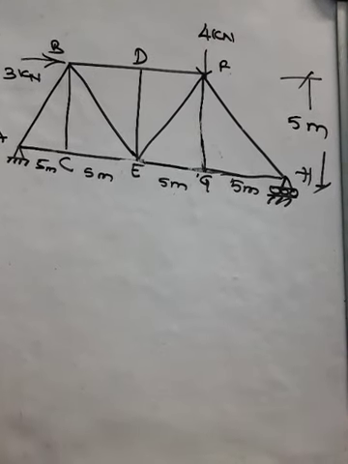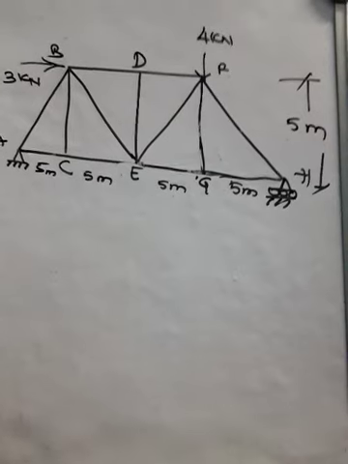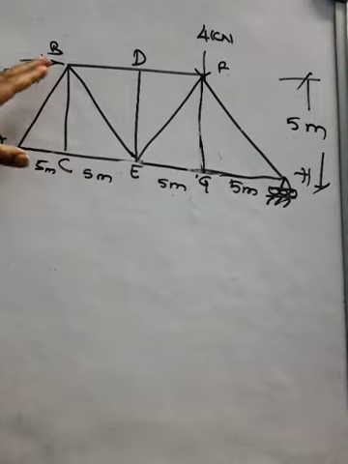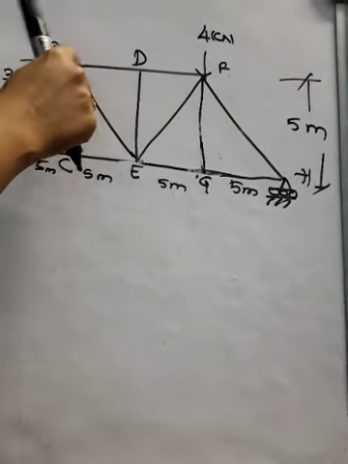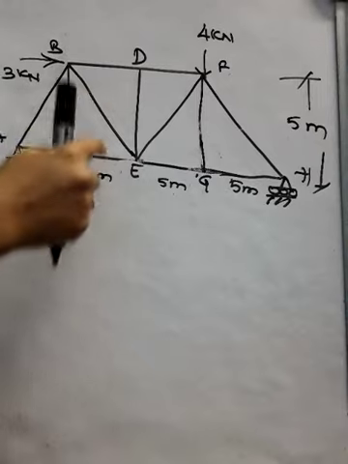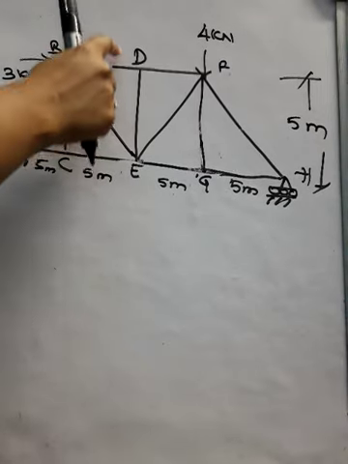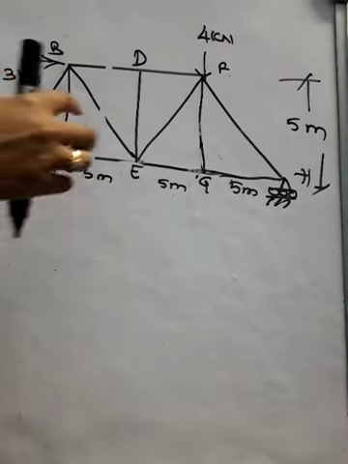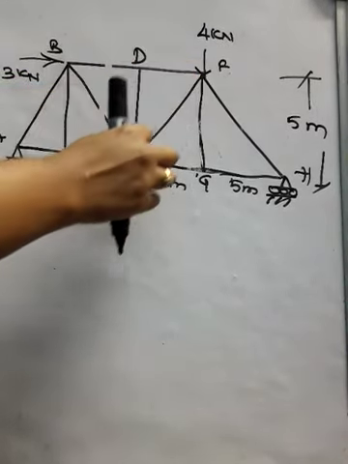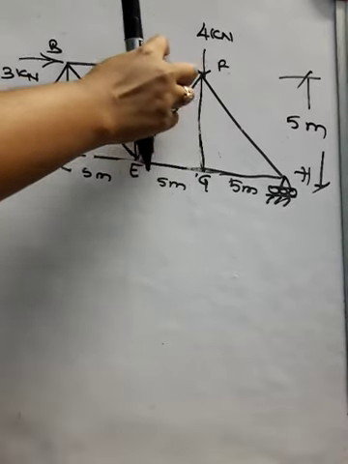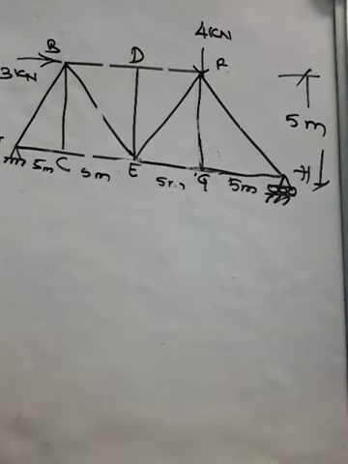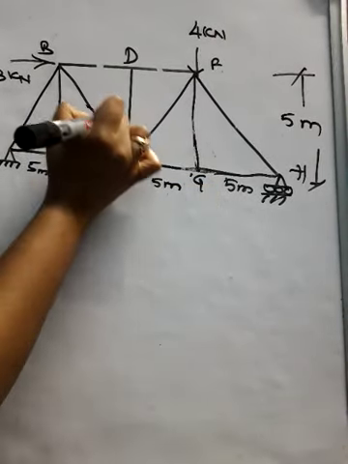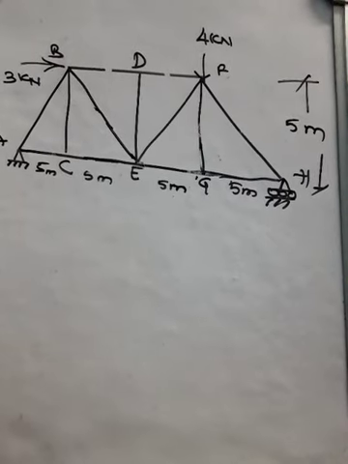The second thing is, based on whatever forces you are supposed to calculate, you are supposed to draw a section line to calculate only the member forces which are required. For example, if I have to calculate the member forces in BD, BE and BC, I would draw a section like this. Or if I want to calculate DF, EF and EG, I'll draw the section over here. So based on the member forces you are going to calculate, you draw the section line.